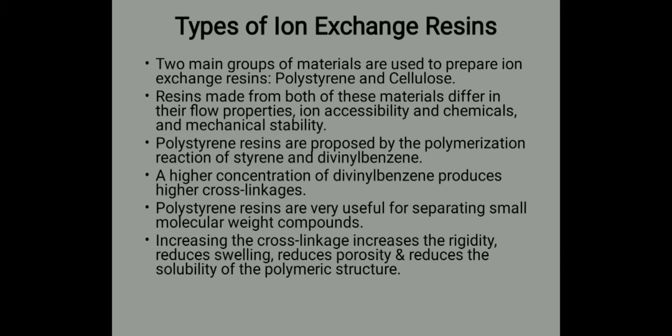Talking about the type of the ion exchange resin, two types of material are used to prepare ion exchange resin: polystyrene and cellulose. Resins made from both of these materials differ in their flow properties, ion accessibilities, and chemical and mechanical stability.